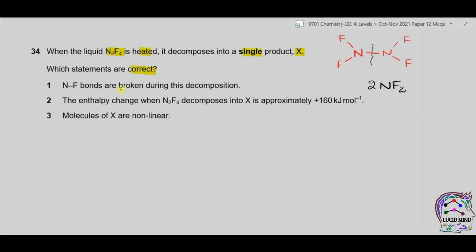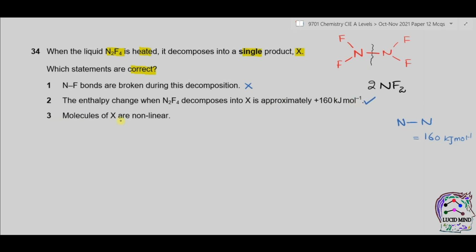Number 1, NF bonds are broken during this decomposition. As we can see that nitrogen-nitrogen bond is decomposed, so this is incorrect. Number 2, the enthalpy change when N2F4 decomposes into X is approximately 160 kilojoules per mole. From data booklet we can see that the bond energy associated with the breaking of nitrogen-nitrogen single bond is 160 kilojoules per mole. As we can see that only nitrogen-nitrogen single bond is broken, so therefore this option is correct.